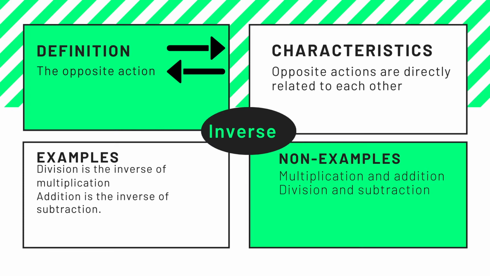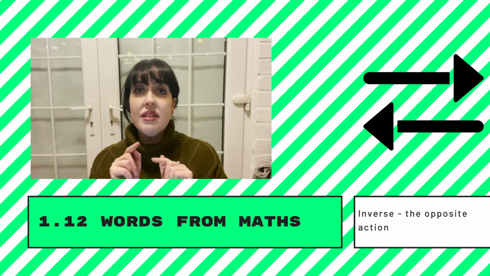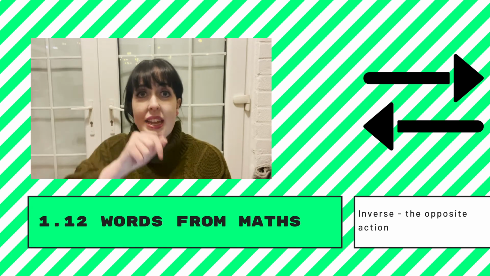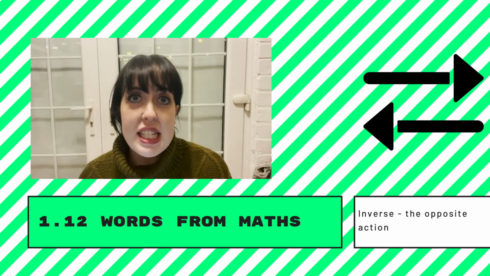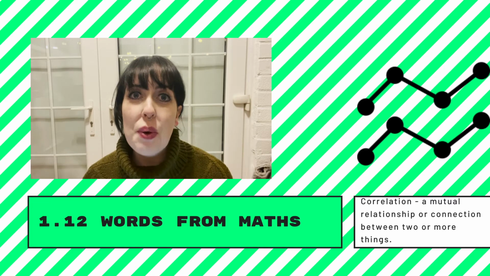This word is quite similar to the word invert, which is to put something upside down or in the opposite position. So if you have an ornament sitting on the shelf and then you turn it over, then you would be inverting it. So those words are very similar origins. And this brings us on to our next word, which is correlation.